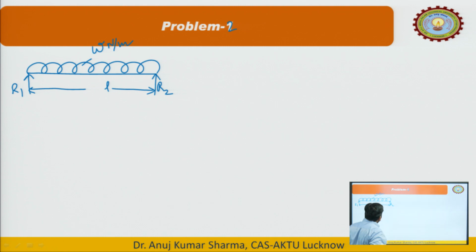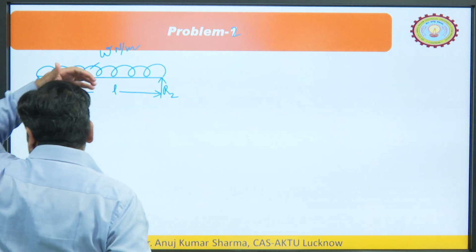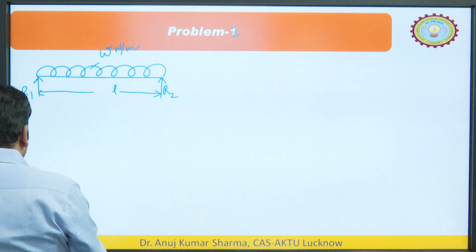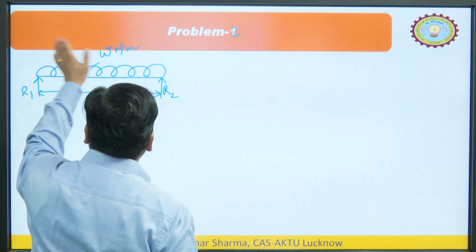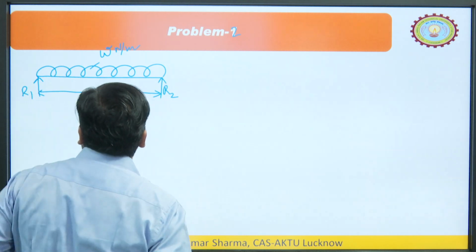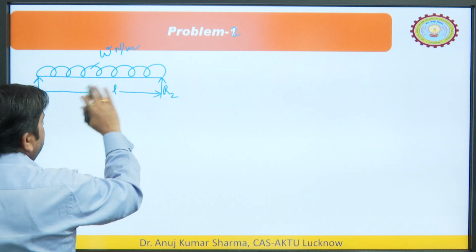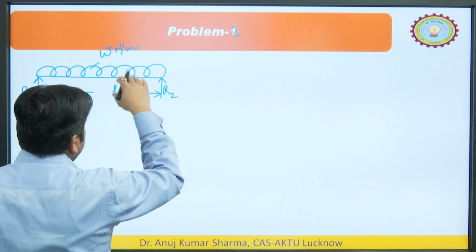Now, here interestingly we can see we do not need to divide the beam into different segments, because the only load is the uniformly distributed load, which is varying from one end to the other end. So, no need to write any division of this beam into different segments. We can take only one segment.